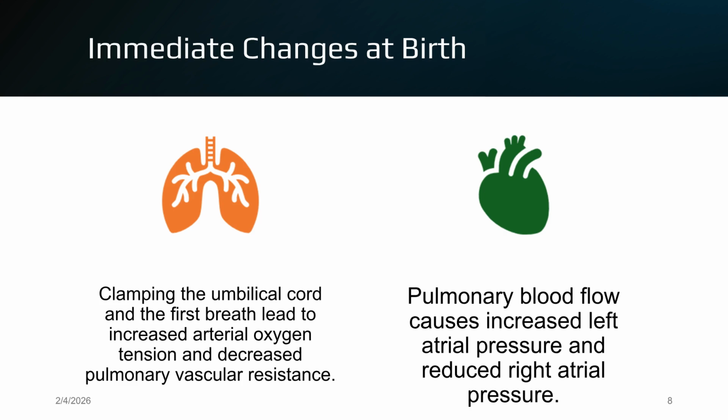Immediate changes at birth occur when clamping the umbilical cord and the first breath lead to increased arterial oxygen tension and decreased pulmonary vascular resistance. Pulmonary blood flow then increases left atrial pressure and reduces right atrial pressure.